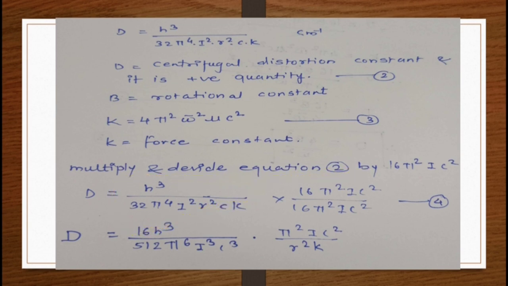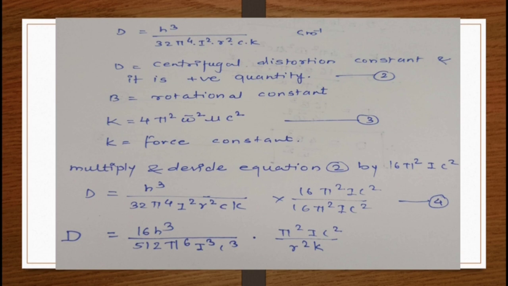and multiply and divide equation 2 by 16 pi square I c square. So we have to multiply and divide this equation by 16 pi square into I c square. So I have written the equation here, the d value is taken as it is, multiplied and divided by 16 pi square I c square. So just write the equation and give the number to that equation, equation number 4.